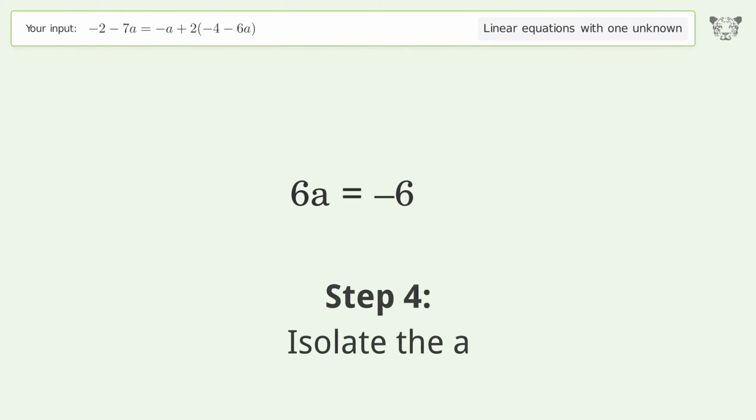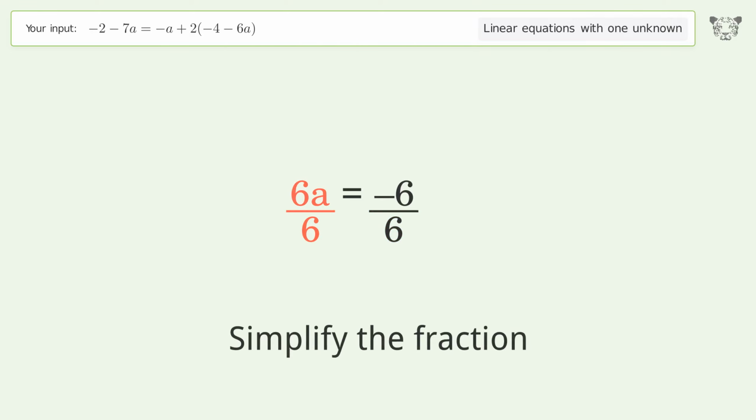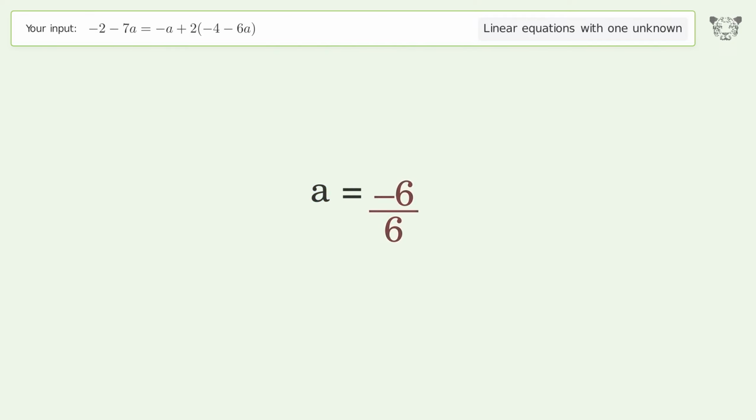Isolate the a. Divide both sides by 6. Simplify the fraction. And so the final result is a equals -1.